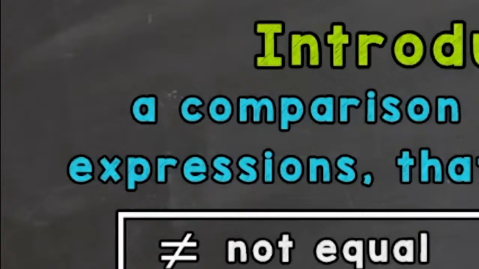The 5 symbols used to represent inequalities are not equal, greater than, less than, greater than or equal to, and then less than or equal to. So let's jump into number 1, where we will take a look at what all these symbols actually mean. And we'll start with x equals 10, which is not an inequality, it's an equation. So x equals 10, this is an equation.